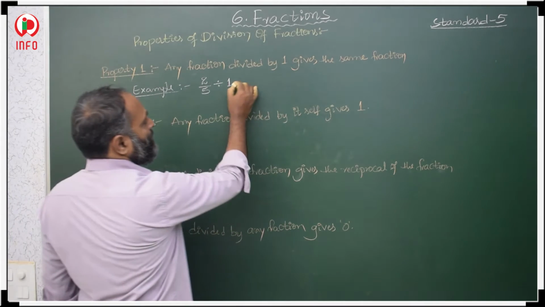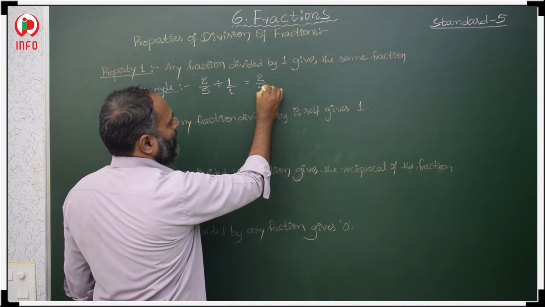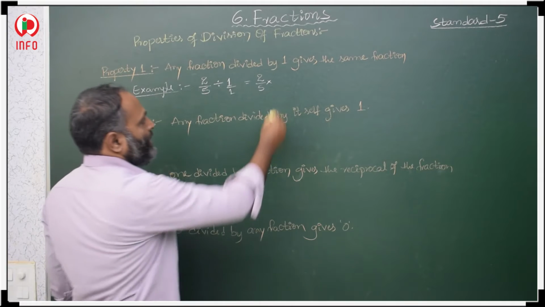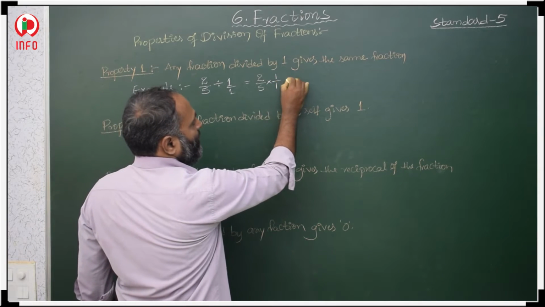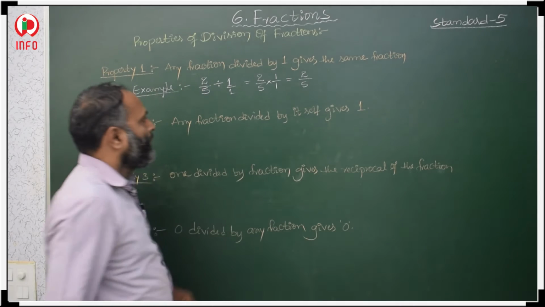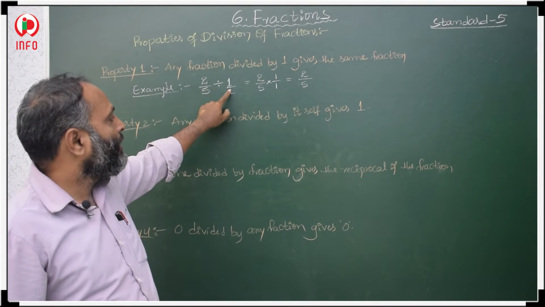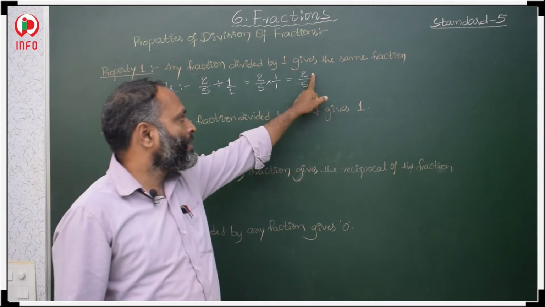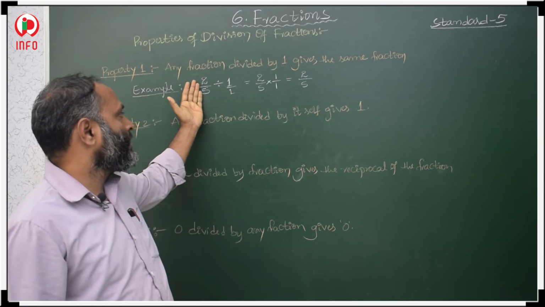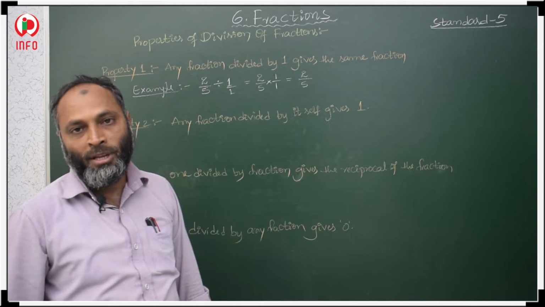The reciprocal of 1 is 1. So for 2 by 5, instead of division we take multiplication with the reciprocal of 1. The reciprocal of 1 is 1 by 1 only. 2 ones are 2, 5 ones are 5, so we get 2 by 5. If any fraction is divided by 1, then the answer is the fraction itself.